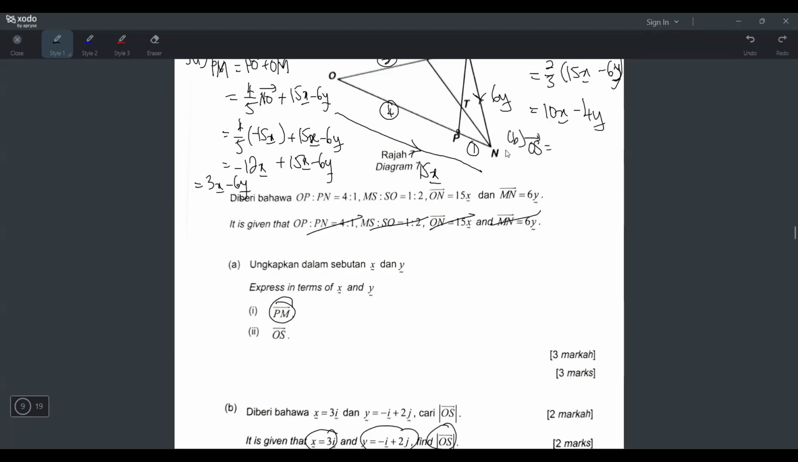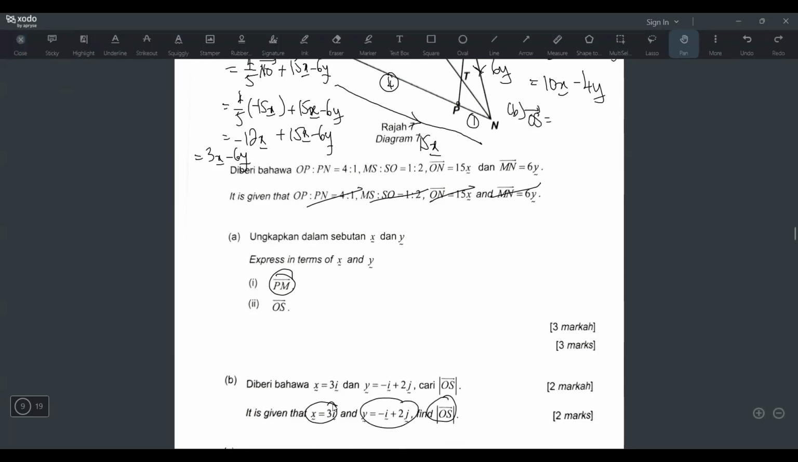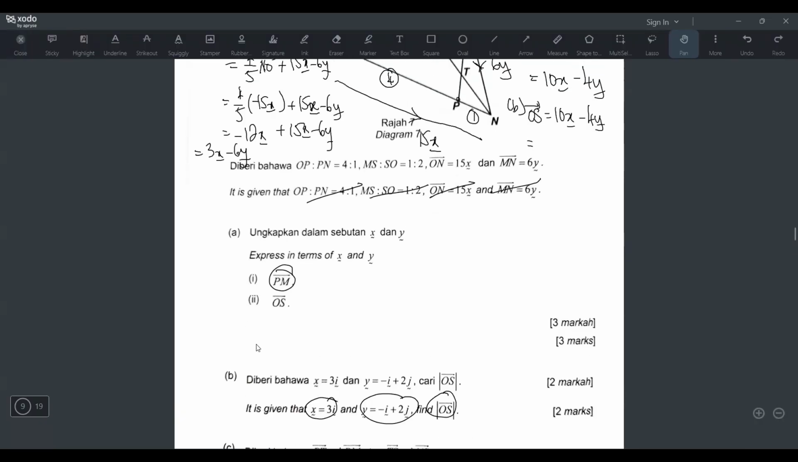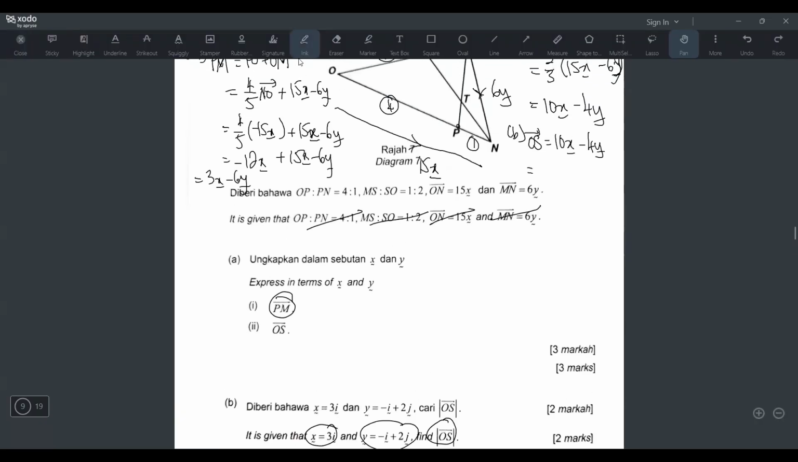But you want the vector OS to be in terms of i and j, yeah? But let's not make it i and j first. Let's just make it into x and y first. So we all know OS, we found it just now already, is 10x minus 4y. But if you want to make it i and j, it is easy because they already tell us x is 3i, y is this one. So just substitute.